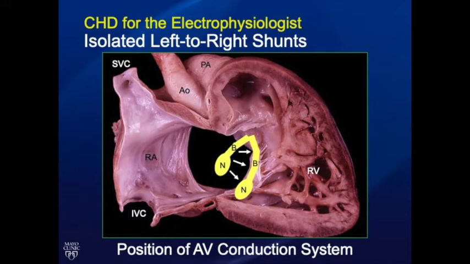So the sacrosanct regions in patients with partial AV canal, complete AV canal, primum ASD, when we're ablating and manipulating, is the line of the septal leaflet of the tricuspid valve up to the coronary sinus ostial region.